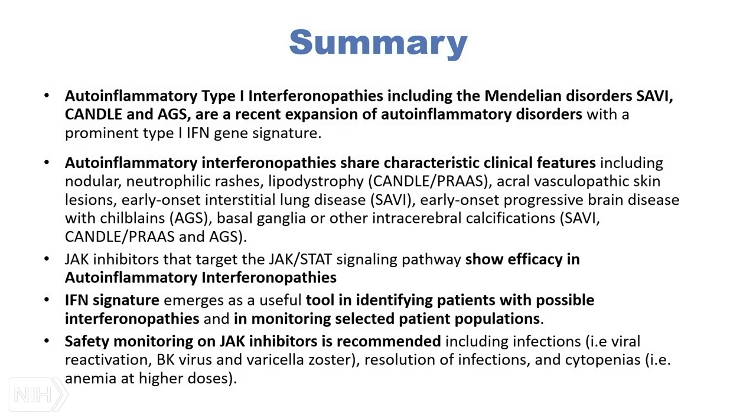In summary, autoinflammatory type 1 interferonopathies include the Mendelian disorders SAVI, CANDLE, and Aicardi-Goutières. There is a recent expansion of autoinflammatory diseases involving interferon type 1 signaling. They are characterized by certain clinical features that are listed here, and I had gone over. JAK inhibitors at the moment are first-line treatment, and so far the only ones that have shown significant efficacy in these diseases. The signature emerges as a tool that can be used to monitor and look at responses, and I mentioned the safety that is needed to look at.